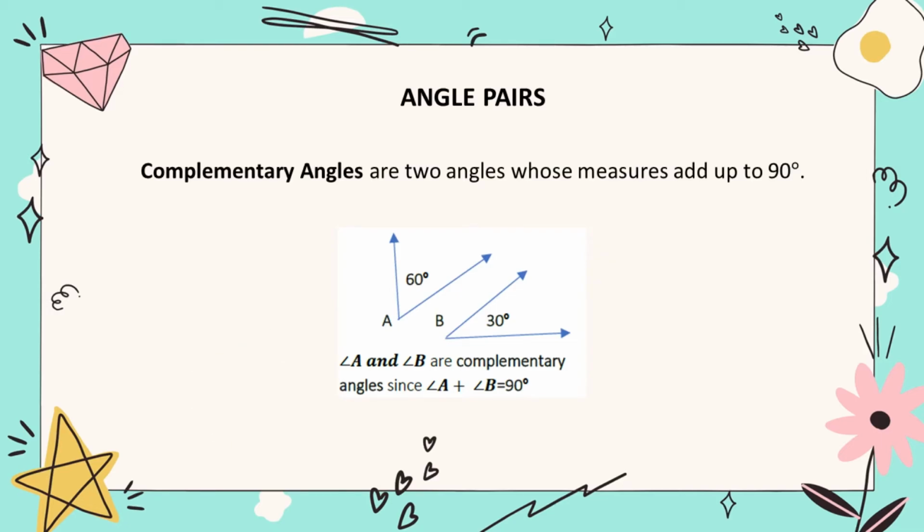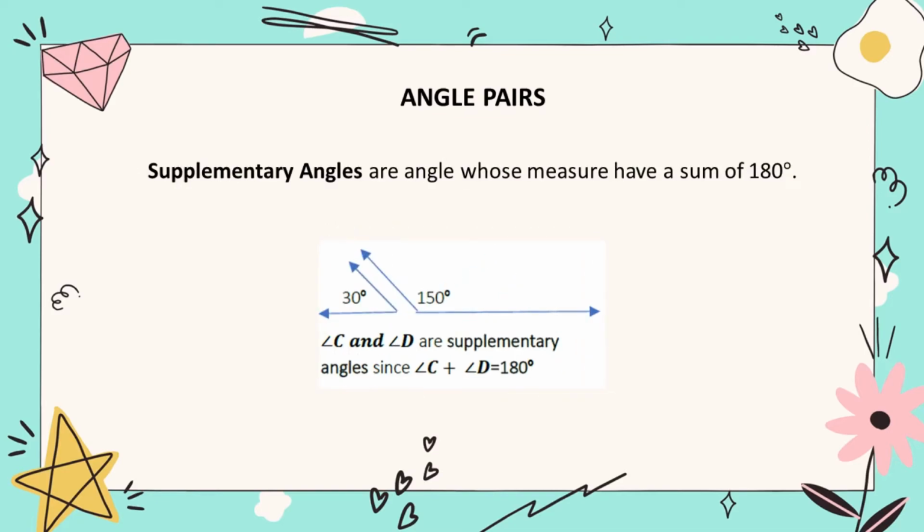So, if ever man tatanungin kayo what is the complement of an angle, ima-minus nyo lang siya sa 90 degrees. For example, what is the complement of 50 degrees? That is 90 minus 50, therefore, 40 yung answer natin. Next type of angle pairs is the supplementary angles. Supplementary angles are angles whose measures have a sum of 180 degrees.